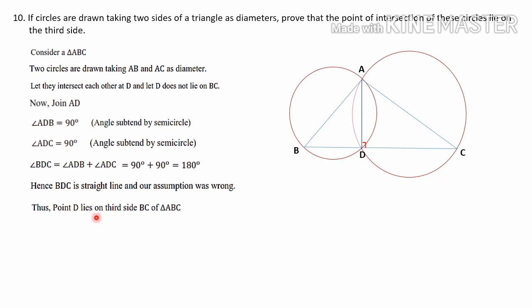Thus, the point D lies on the third side BC of triangle ABC. Hence the proof. Once again, I am telling you this question is a little bit confusing. So just go through it one or two times extra.